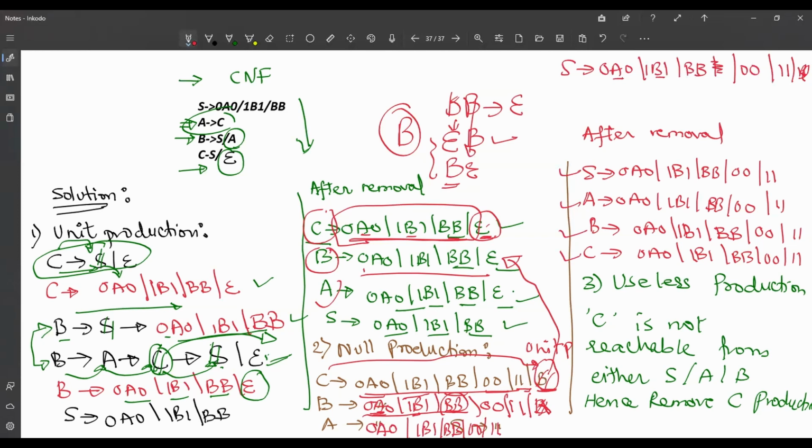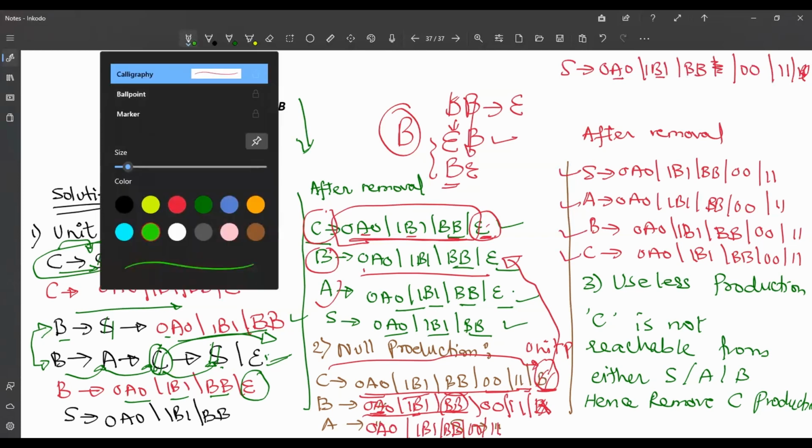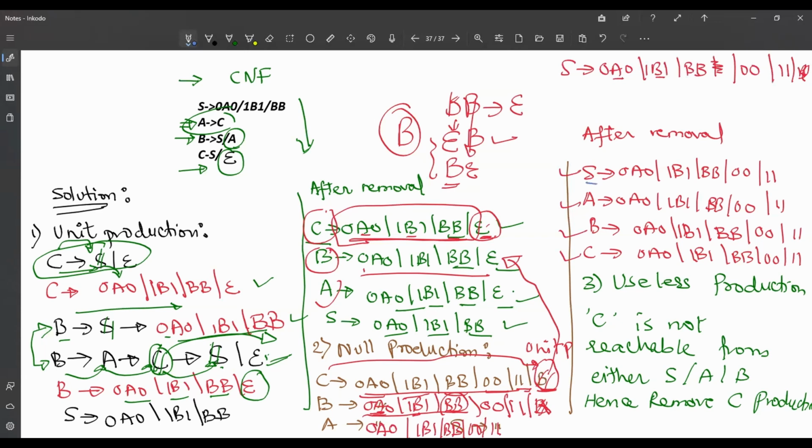Now, one more thing that is present here: the C variable is not reachable from anywhere. In the production of S, we can see the non-terminals A and B. In the production of A also, we find the non-terminals A and B, which have values in the form of terminals, either double zero or double one. So A and B are directly reachable from S, whereas C is not connected with S, or we can say it has no connection from the start symbol, because we do not have any connection between S and C. So this C is a useless production that we have to remove.